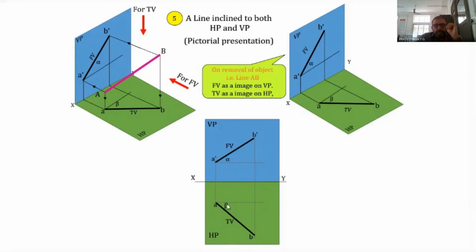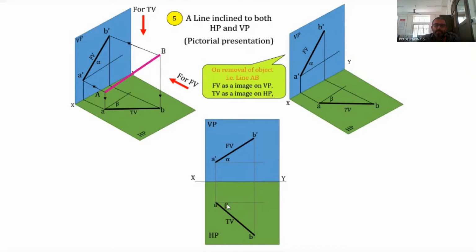So in the previous 2 cases, that is when the line is parallel to one of the planes and inclined to the other, what we obtained is one of the views was parallel to the XY line. You might be remembering. And the other one was inclined to the XY line. Suppose the line is parallel to HP and inclined at an angle to VP, the front view was parallel to the XY line and the top view was inclined at an angle to the XY line. So when the line is parallel to HP, the front view is parallel to the XY line. That is the way we obtained it in the previous 2 cases.